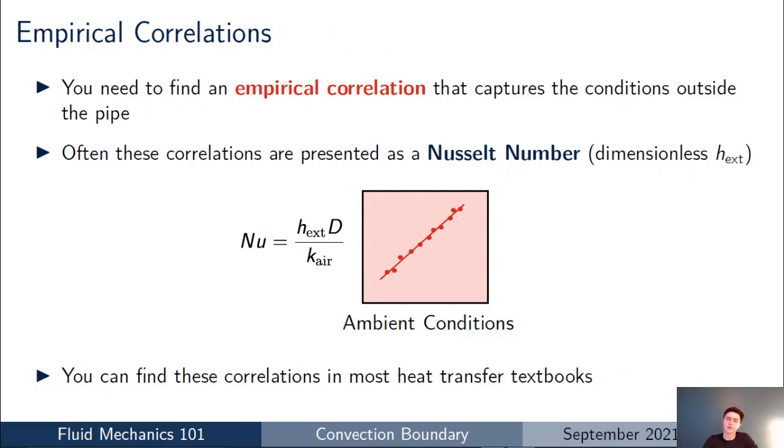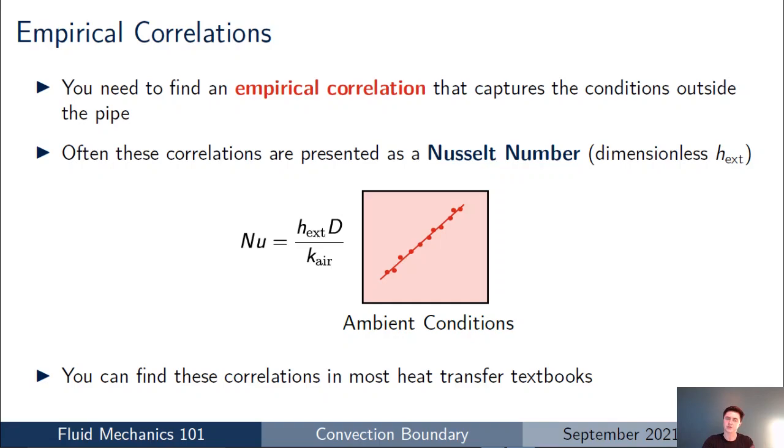Now, the trick with the external heat transfer coefficient is you're going to need to find an empirical correlation or a set of experimental data or a simplified CFD model to provide a value of the external heat transfer coefficient. And in most cases, you can get these correlations for the heat transfer coefficient from heat transfer textbooks. And I'll have one particular heat transfer textbook linked in the description that has a number of these correlations which you can use.